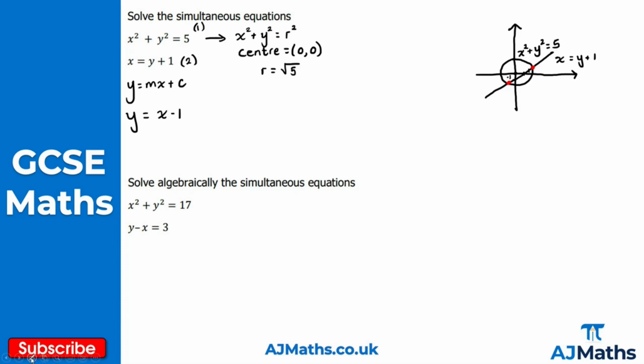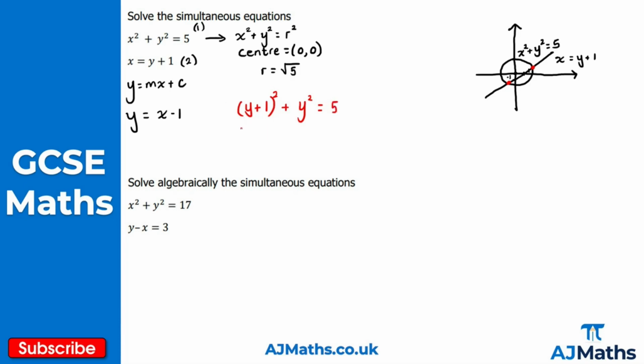So what I'll do for the algebraic approach now is use a different colour just to highlight this. I'm going to substitute 2 into 1 here. So for x here, we replace that with y plus 1. So I get y plus 1 all squared, plus y squared, and that's equal to 5.